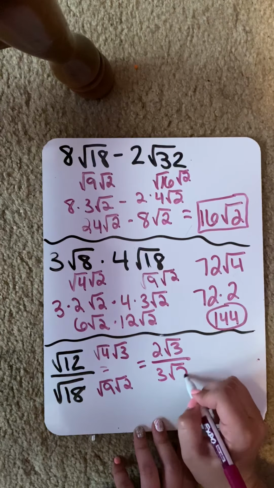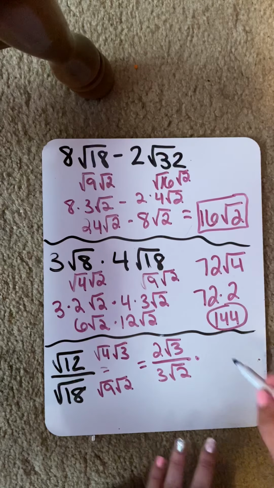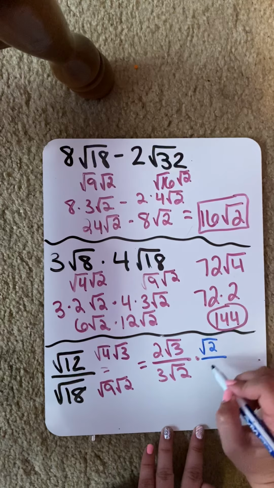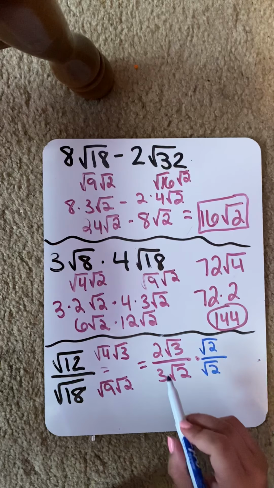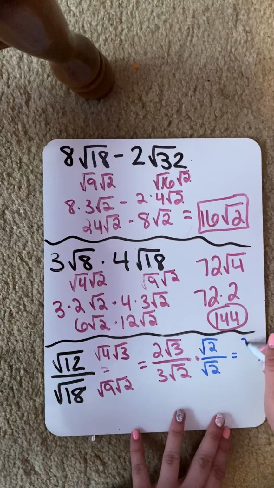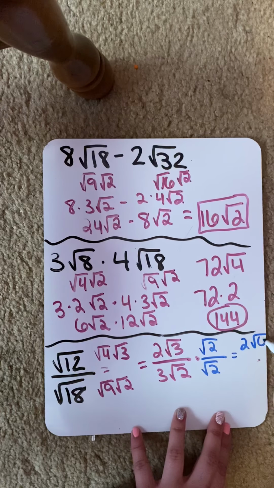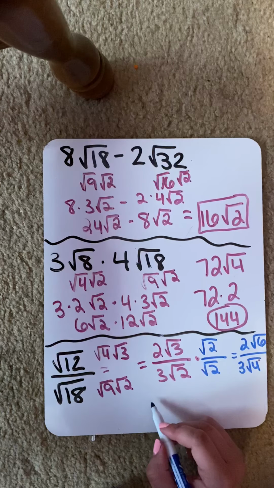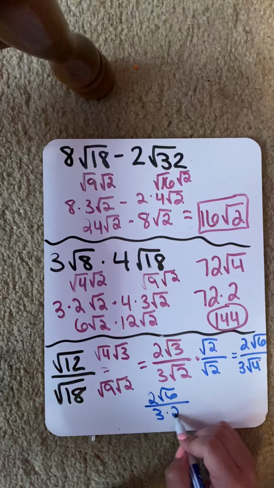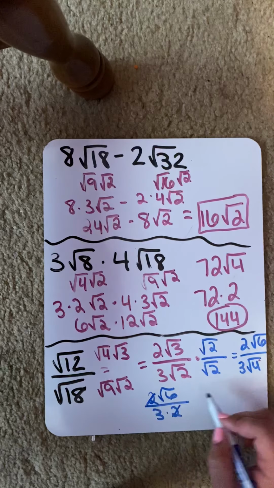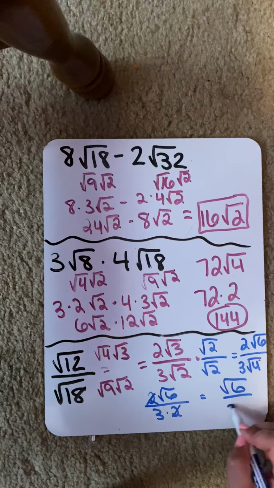So we got 2 times the square root of 3 over 3 times the square root of 2. So now, you don't have to multiply by the whole 3 times the square root of 2. You just have to multiply by the radical on the bottom, so the square root of 2. So now we do 2 times 1 is 2, 3 times 2 is the square root of 6, 3 times 1 is 3, times the square root of 4. So to simplify that, we got 2 root 6 over 3 times 2. Our 2's could cancel, so we get the square root of 6 over 3.